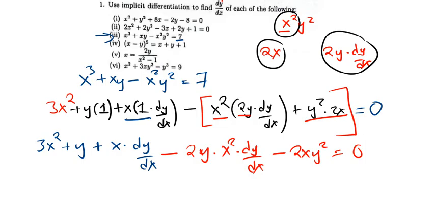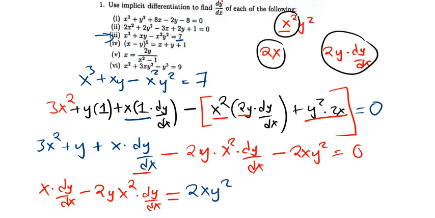Now at this point we do a sum, get the parts having the dy dx on one side. So that means we have x dy dx minus 2y x squared dy dx. Everything else goes the other side. This part, which is negative, becomes positive on the other end. So we're going to have positive 2xy squared. Which other part do we have? This part, negative 3x squared negative y, all gets to appear on the other side.